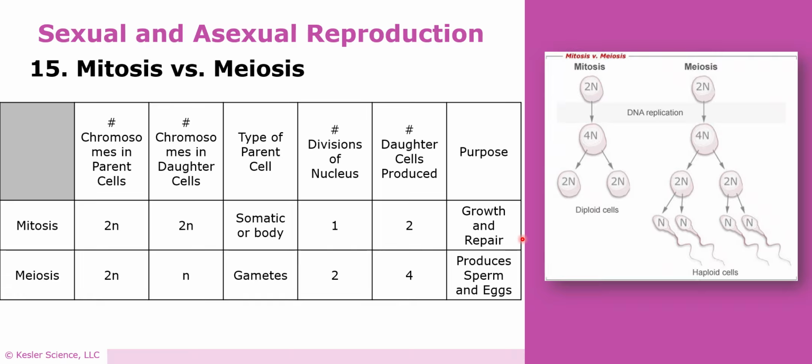The purpose of mitosis: growth and repair. In humans specifically, it's growth and repair. Remember, there are other organisms that just reproduce using mitosis, so they just make offspring. In humans, we use mitosis for growth and repair. And meiosis in humans and other sexually reproducing creatures would be the production of gametes, also known as germ cells, also known as sperm in males and eggs in females.